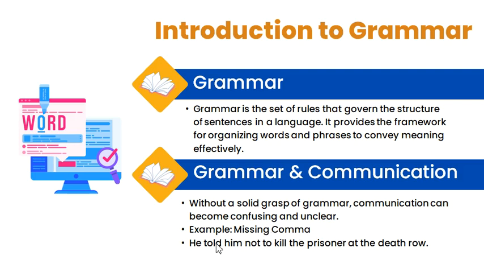If we use a comma after we say he told him not, then it means do not kill him. But if we say he told him not to kill the prisoner, where you put the comma might be misleading. If you put the comma after he told him, that means not to kill. But if you put it after not, it means kill. So it communicates 2 different meanings, depending on where you put the comma.